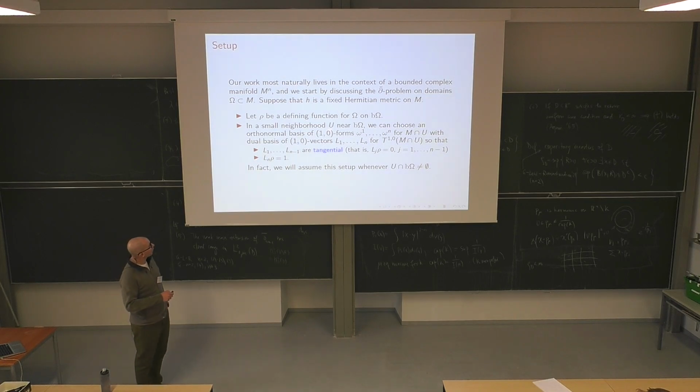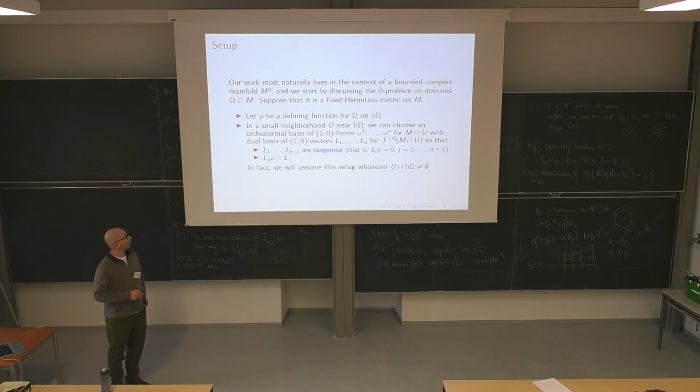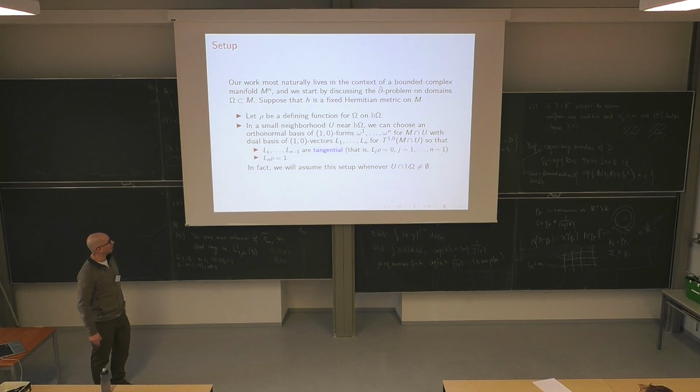And when we have a neighborhood near the boundary, we can always choose an orthonormal basis of (1,0) forms, omega 1 to omega n, with a dual basis of vectors L1 to Ln. So L1 to L(n-1) are tangential, and Ln rho is 1. And this is the setup that I will just assume for the rest of the talk.